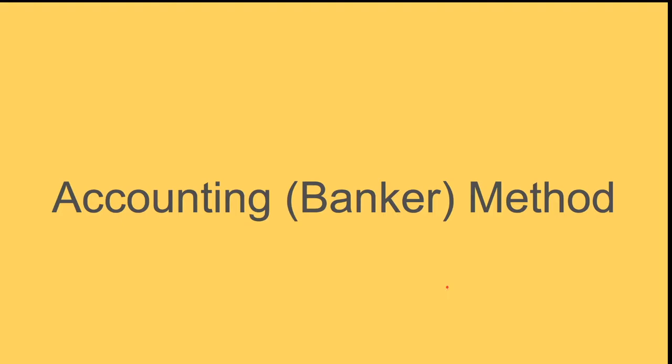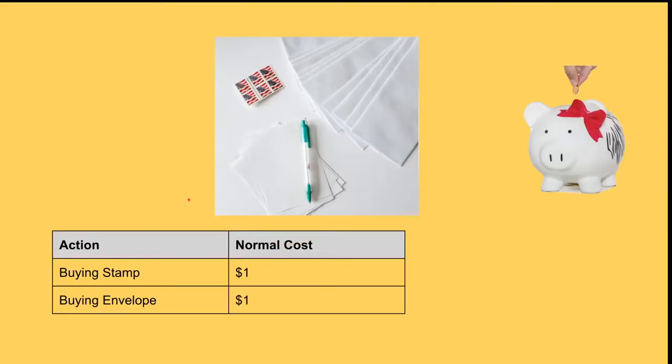Now, there's another method for this calculation, which is called accounting or banker method. We are still doing the same problem of pushing inside an array using another way of counting. So in banker's method, you basically say, if I have to do multiple actions, I can do it this way. So suppose you want to go to the post office and buy stamp and buy envelopes. And let's say you go in separate trips. First time you go to buy a stamp and you pay $1.